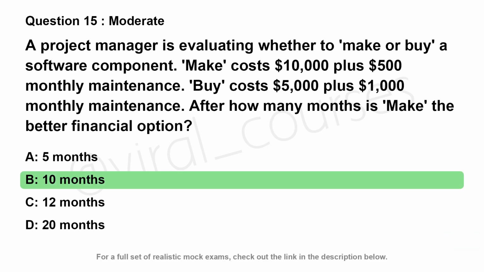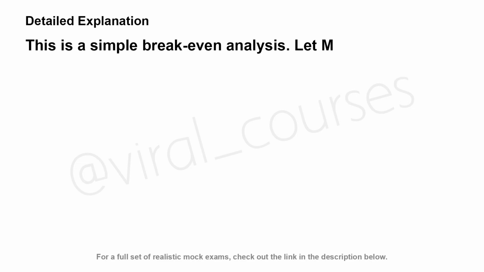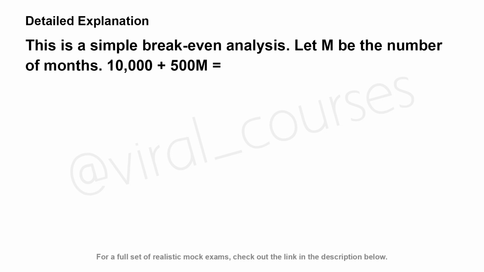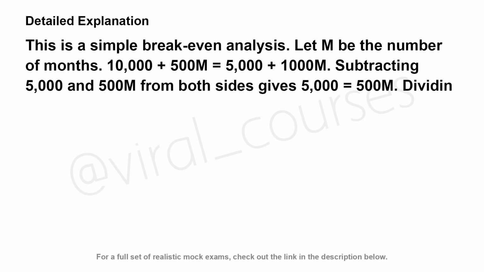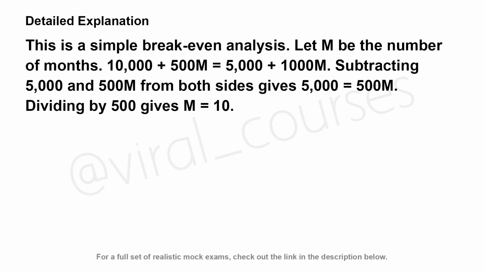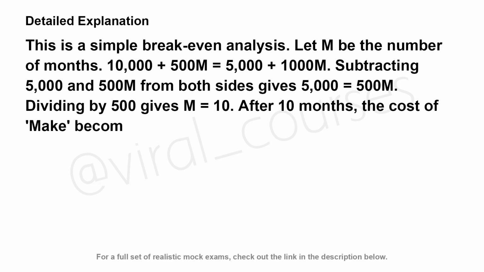The correct answer is B. This is a simple break-even analysis. Let M be the number of months. 10,000 plus 500 M equals 5,000 plus 1,000 M. Subtracting 5,000 and 500 M from both sides gives 5,000 equals 500 M. Dividing by 500 gives M equals 10. After 10 months, the cost of make becomes lower than buy.